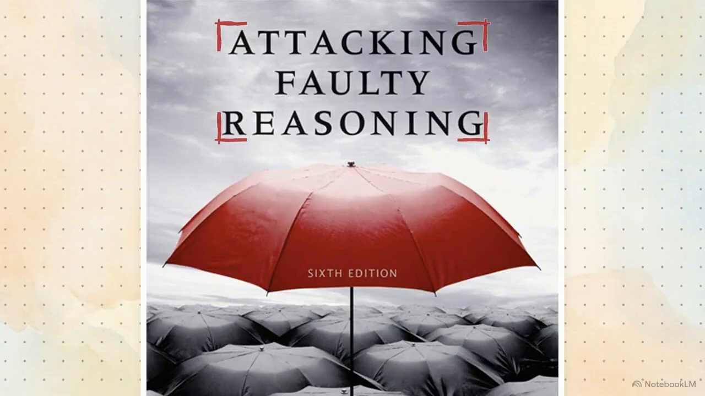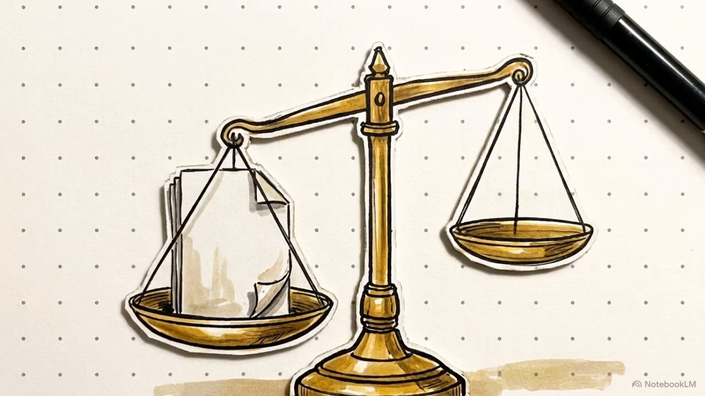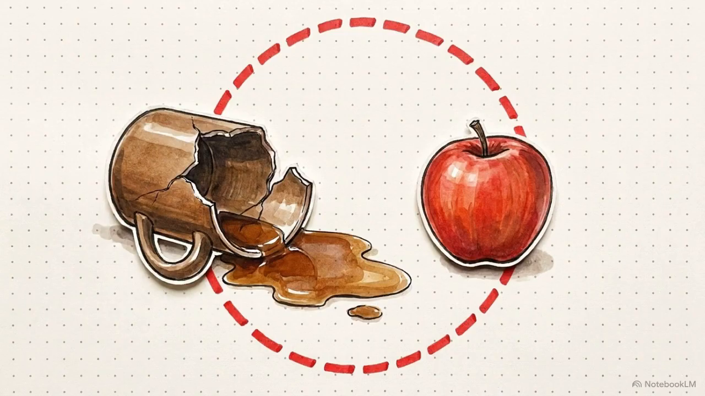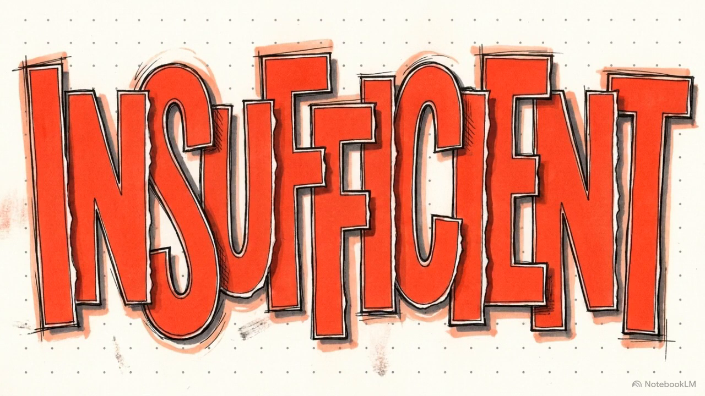But the logic textbook, Attacking Faulty Reasoning, outlines a strict rule for evaluating these claims, known as the sufficiency principle. This principle requires that a valid claim provide enough relevant, acceptable evidence to actually justify its conclusion. You have to prove your case with real weight. Simply watching two things occur in the same place or time rarely meets this standard of proof. Proximity is not evidence of a cause.